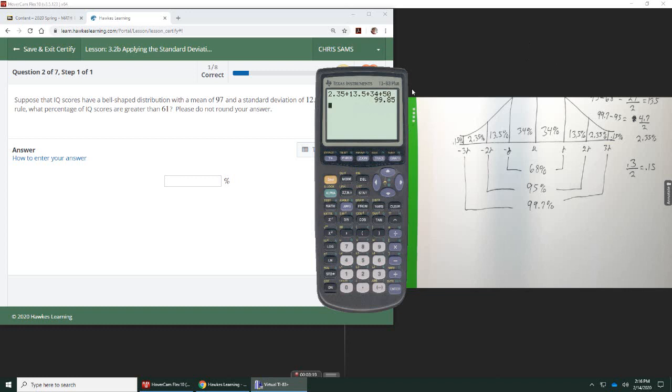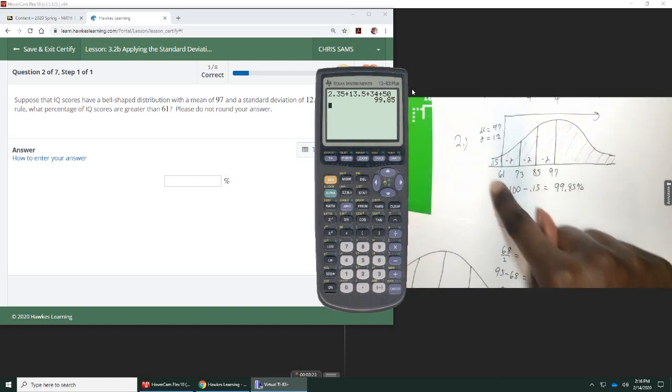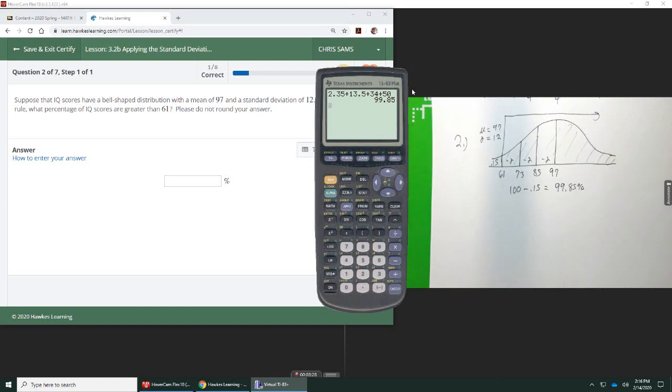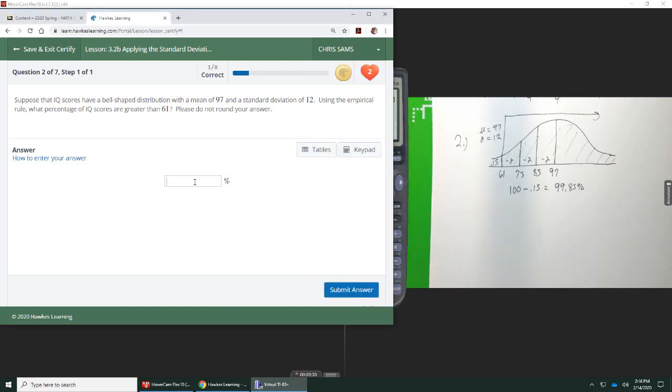So you got 2 methods. You can either subtract what you don't want from 100, because 100 is our total. Okay? Or you can just add up all the pieces. Either way, you should get the same result. So 99.85.